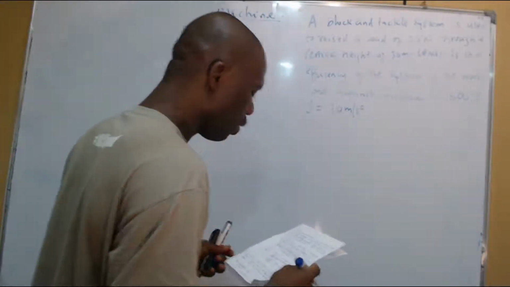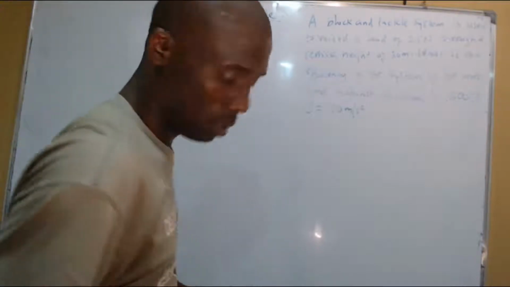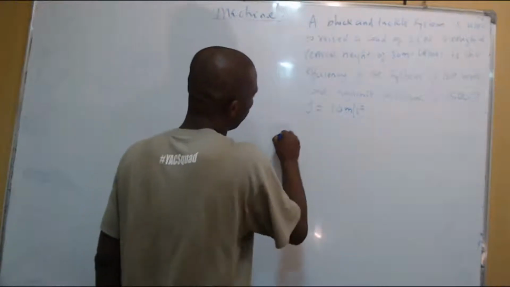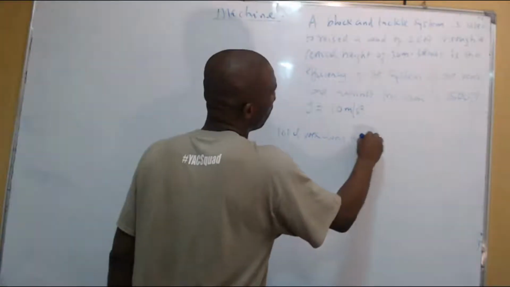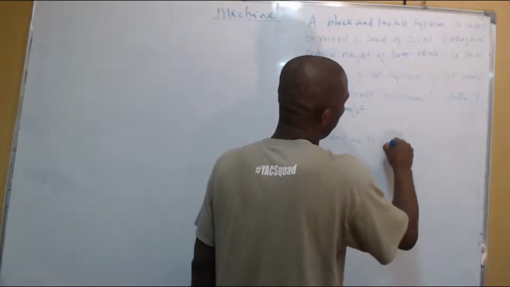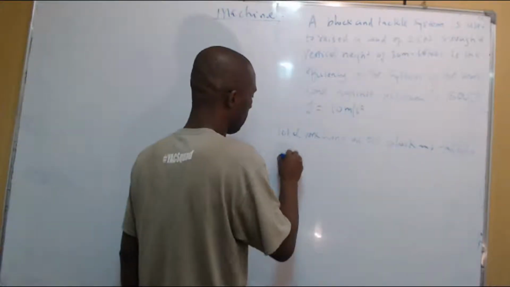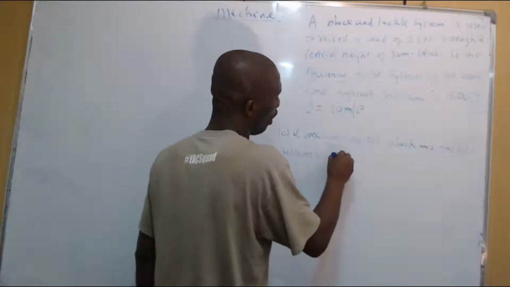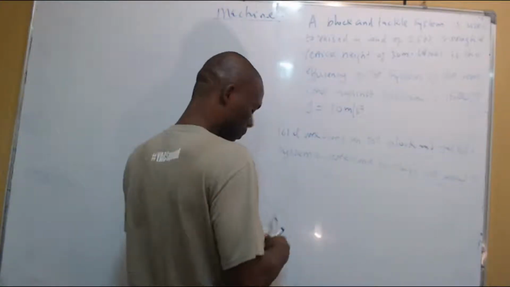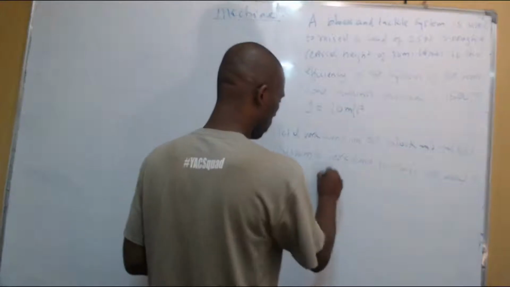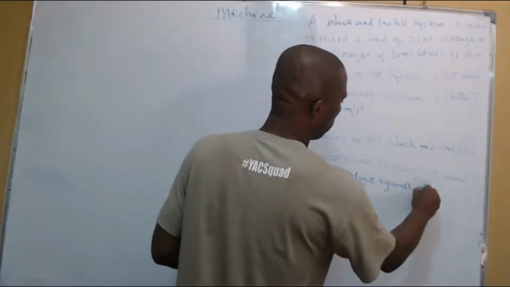Now let us talk about work done. Total work done on the block and tackle system is equal to the work done to raise the load plus the work done against friction.